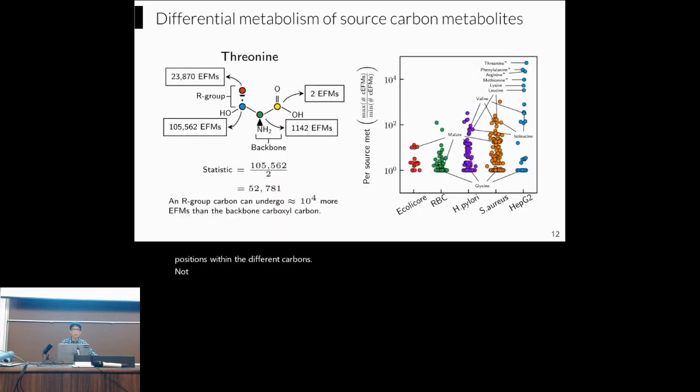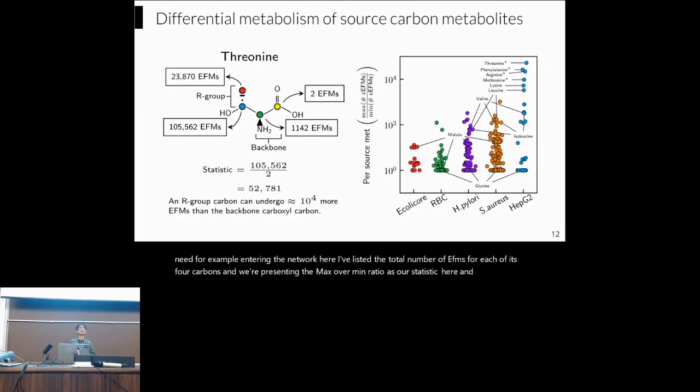Now, focusing a bit more on the source metabolites, we wanted to ask whether the individual carbons within them could undergo different EFMs, and to quantify that. So we may have threonine, for example, entering the network. Here I've listed the total number of EFMs for each of its 4 carbons, and we're presenting the max over min ratio as our statistic here.